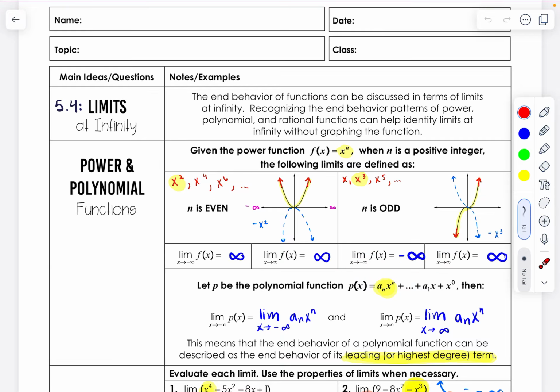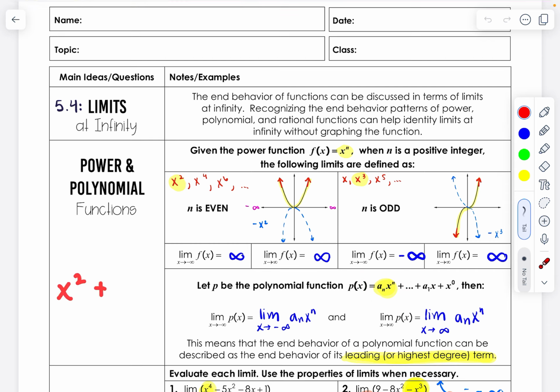When you reflect either of these functions, those things change, right? So this one, now it's going down forever from both, and then this one, it flip-flops which one it is. Okay, so what's nice about a polynomial is that when you're taking the limit at infinity, you only have to look at this leading term. You only have to look at the highest degree, and that's going to dictate the end behavior.